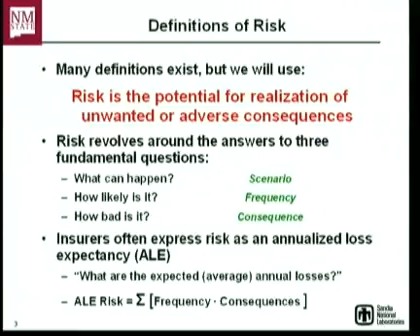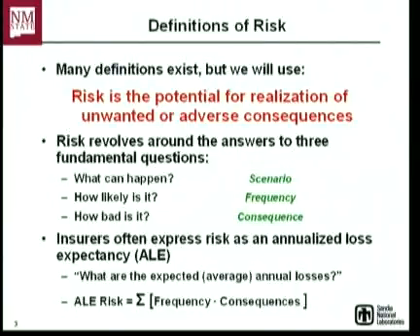There's a lot of different definitions out there. Most of them are pretty similar in that they talk about risk as the potential for realizing unwanted or adverse consequences. It revolves around three fundamental questions. What can happen? How likely is it? And how bad is it? We can translate that into what scenarios can happen to our system, and how likely are they? What's the frequency of those? And what are the consequences of those?